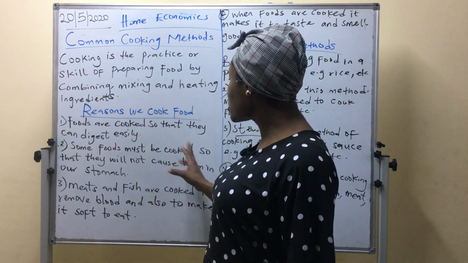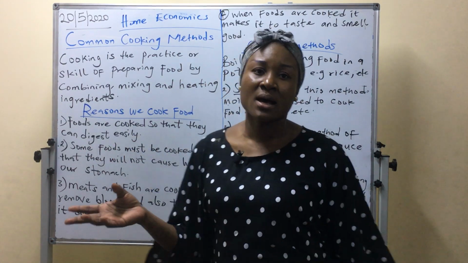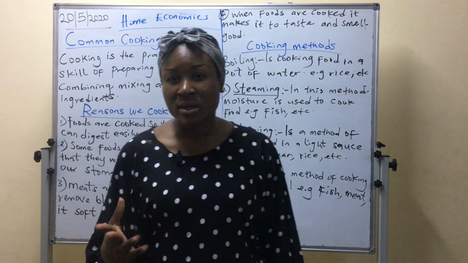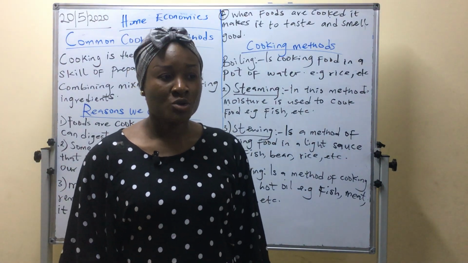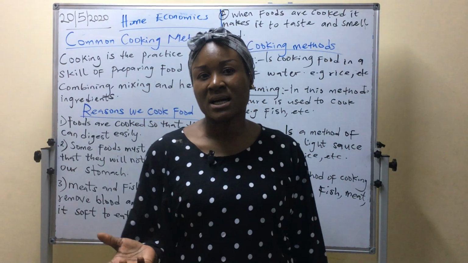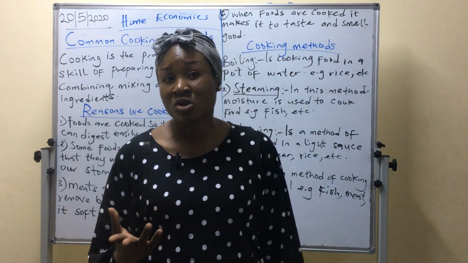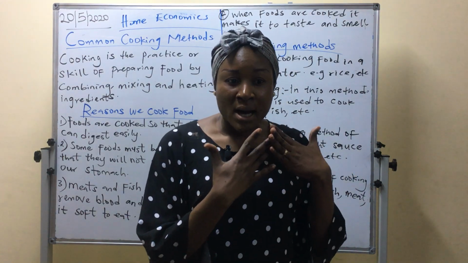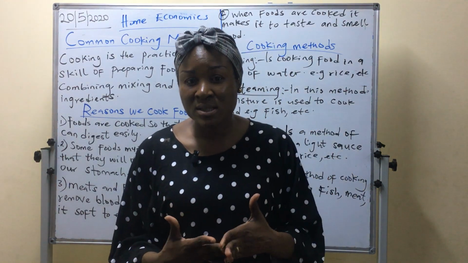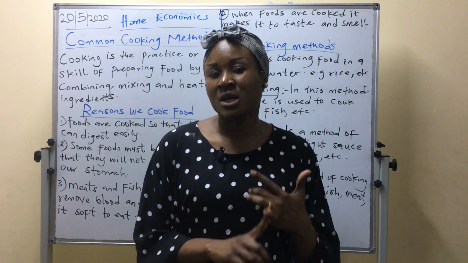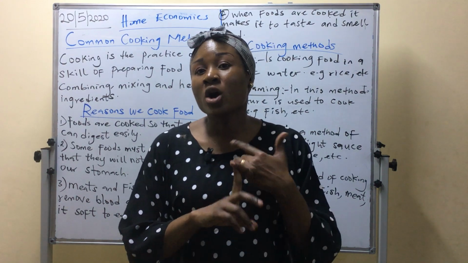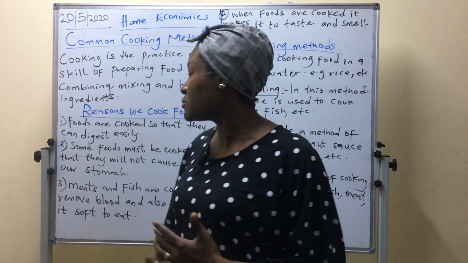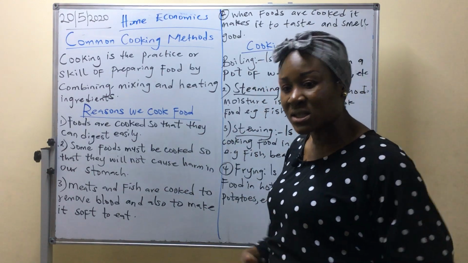Some food must be cooked so that it will not cause harm in our stomach. Like I just said, some food, when we cook it, is so that it doesn't cause harm. You don't just get your meat from the market and start eating it like that. It will definitely cause harm in your stomach because there are some worms that the meat or the fish have with them. If you don't cook it, those worms will not be killed, even though you use vinegar and lime to wash them, or salt. So we cook food so that it doesn't cause harm to us. We also cook it so that it can digest easily.